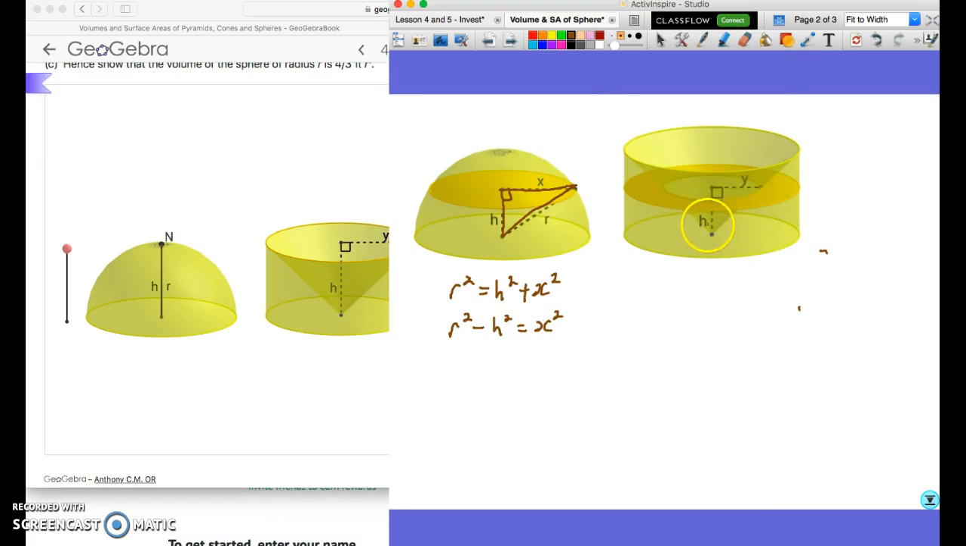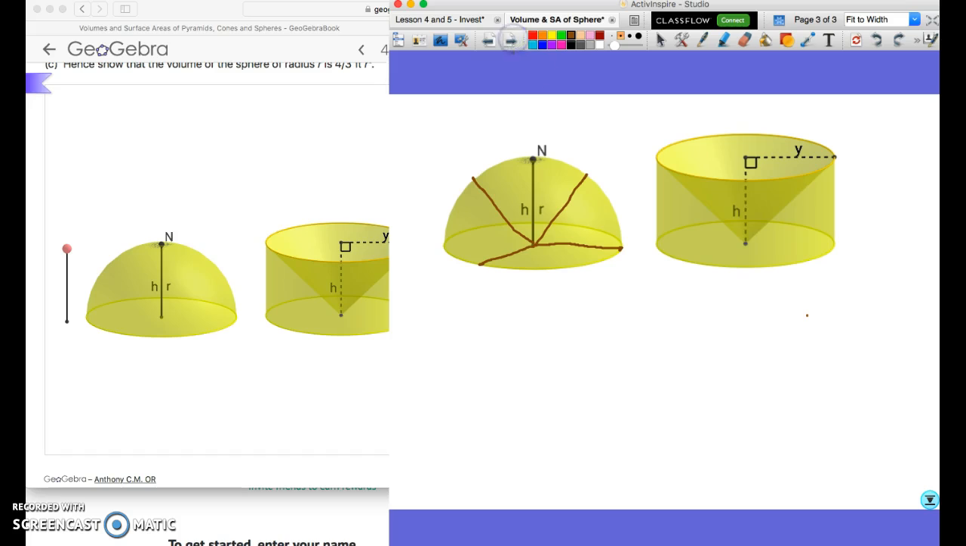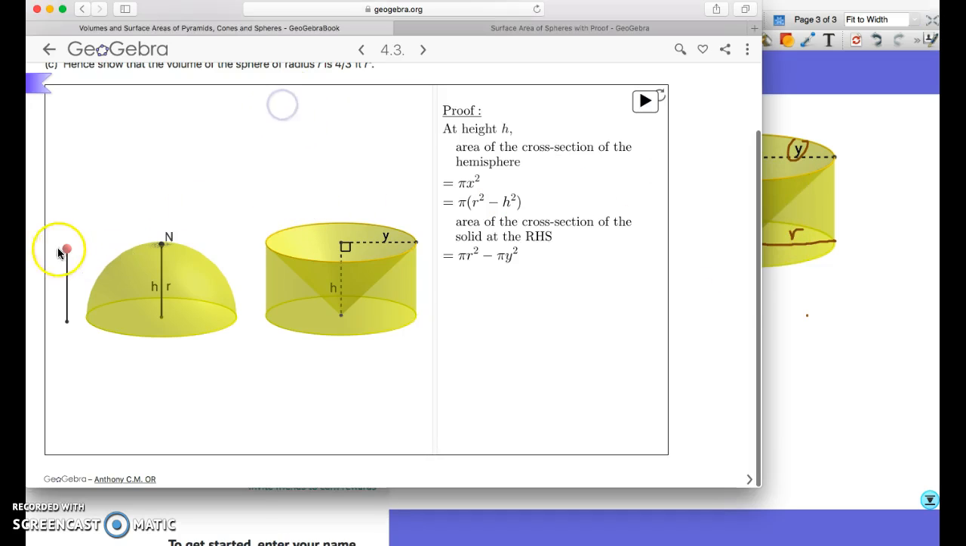A couple of key things that we need to realize in this diagram: this length over here is r and this is r. So of course when we are at the base, those lengths are going to be the same. When we start moving up and down, that's not necessarily true. This length of y definitely is not going to equal the base.